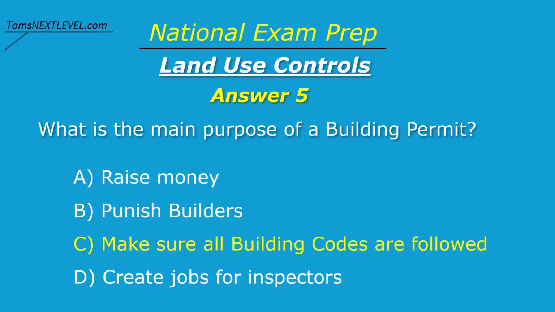The answer to number 5 is C. Make sure all the building codes are followed. Here's a sequence I want you to remember for your exam. You should write this down. Builders are required to get a building permit to make sure they follow all of the building codes. When the building is complete, the builder will receive a certificate of occupancy. That will show that all of the building codes were followed. Building permit, building codes, certificate of occupancy.